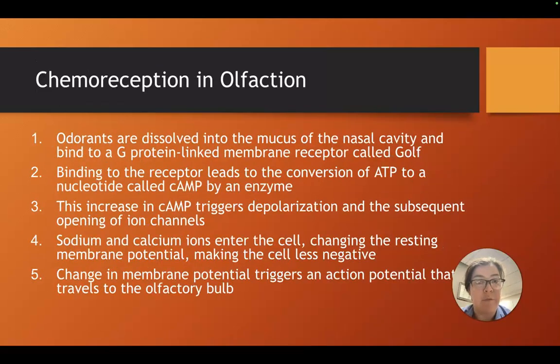Now, when we think about chemoreception in olfaction specifically, these odorants are dissolved into the mucus of the nasal cavity. So they basically transduce from a smell to more of a molecule, and they bind to what's called a G protein linked membrane receptor, and in this case it's called GULF.